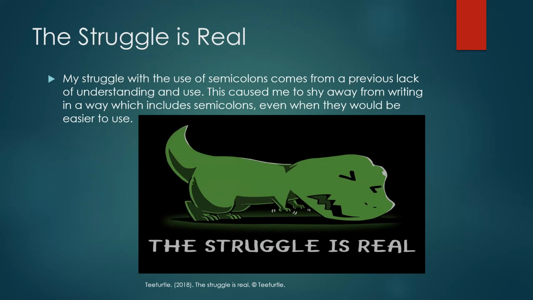Here's our T-Rex trying to do push-ups, and his arms are just so short he can't stand up. He's going to have to eat the ground.